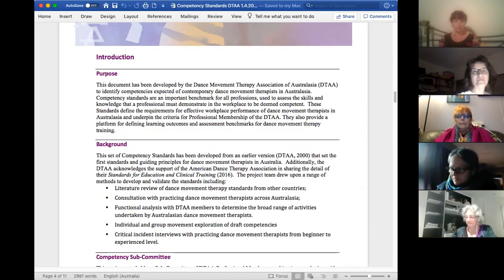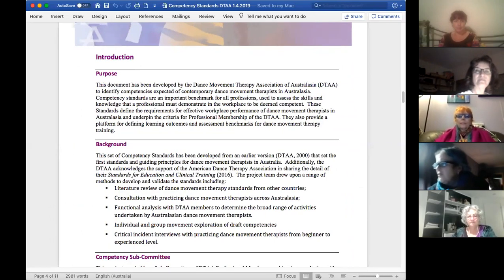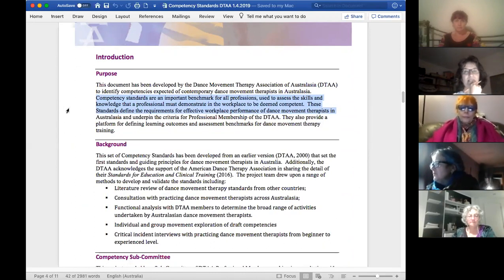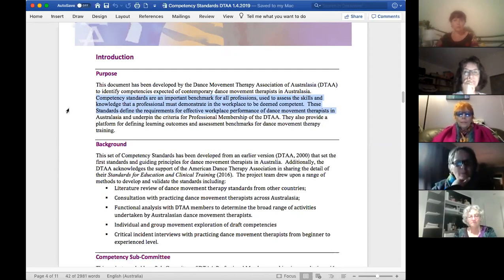I'll begin by introducing this page, which explains what competency standards are. Competency standards are an important benchmark for all professions, used to assess skills and knowledge that a professional must demonstrate in their workplace to be deemed competent. They define the requirements for effective workplace performance of dance movement therapists in Australasia and underpin criteria for professional membership. They also provide a platform for defining learning outcomes and assessment benchmarks for dance movement therapy training. So they're of particular significance for trainers, but also for professionals to know what it is that we are claiming professionals can do.